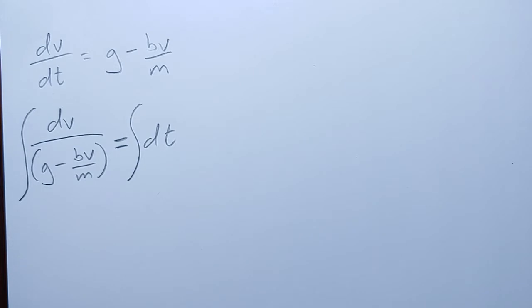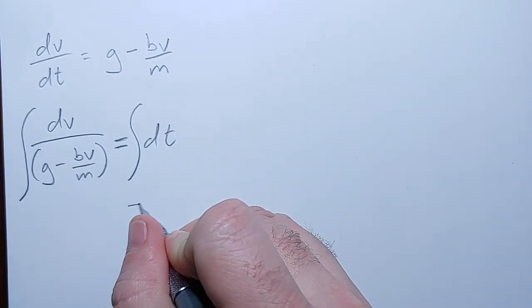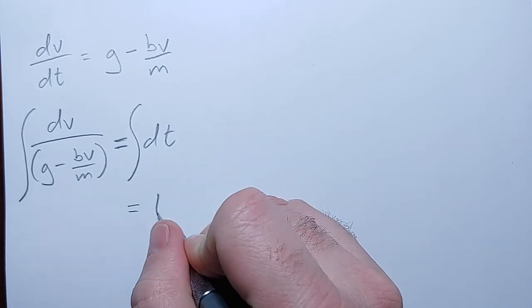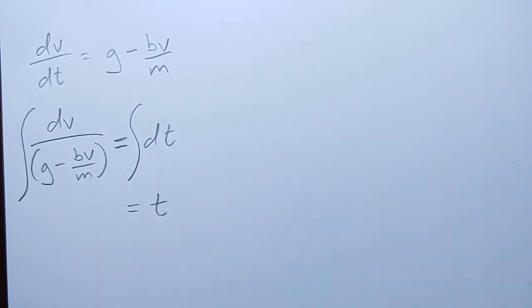And so the right side, that's easy. The integral of dt is going to be t. And then we have a choice here. We can evaluate this either as a definite or an indefinite integral. They both work. It doesn't matter which one you do. I'm going to show it as the definite integral because that is going to incorporate our boundary conditions and hopefully make things a little bit clearer.